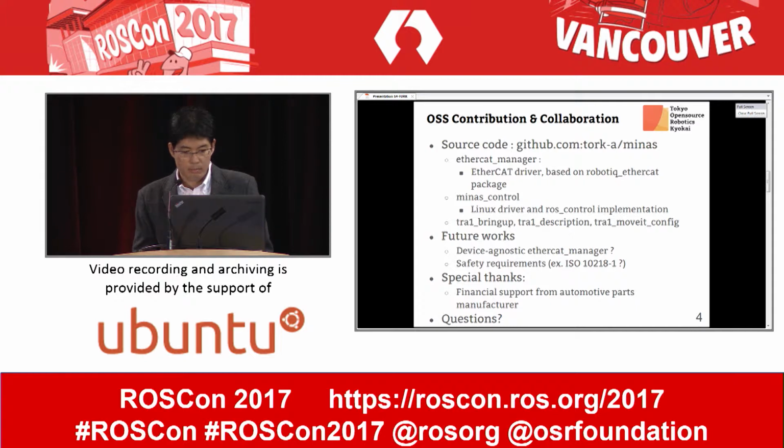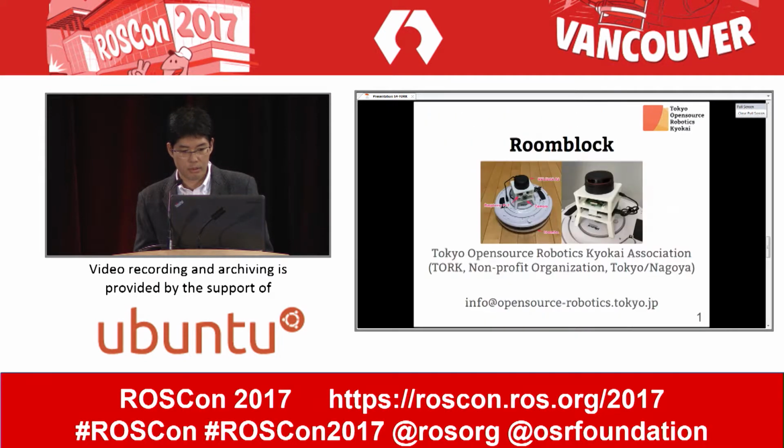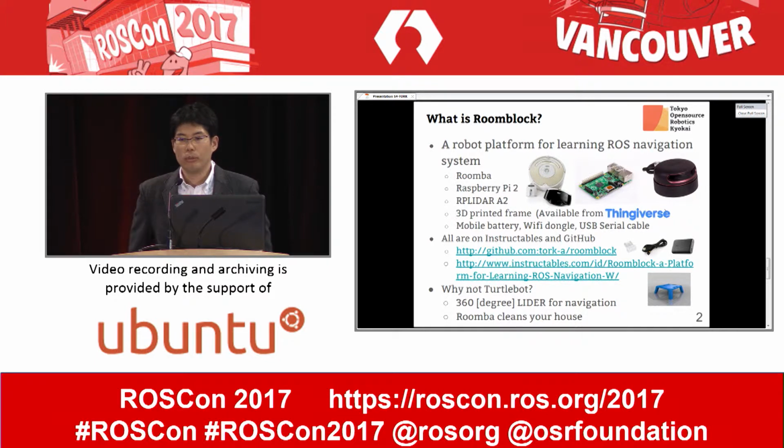And the next package is Roomblock. We built the robot based on the Roomba, and it is a cheap platform for learning ROS navigation. It consists of a Roomba, a Raspberry Pi, an RPLIDAR, and a mobile battery, all available on the market, and the 3D printed frame is available from Thingiverse, so you can download the data from there. All instructions are on the Instructables site, and the video is available on our website.